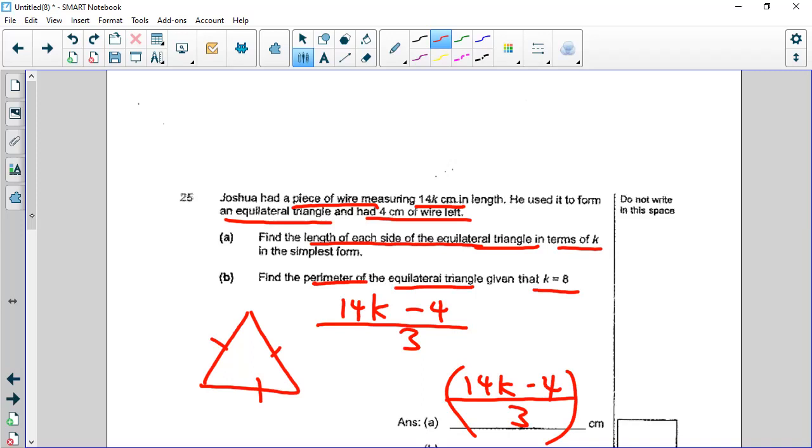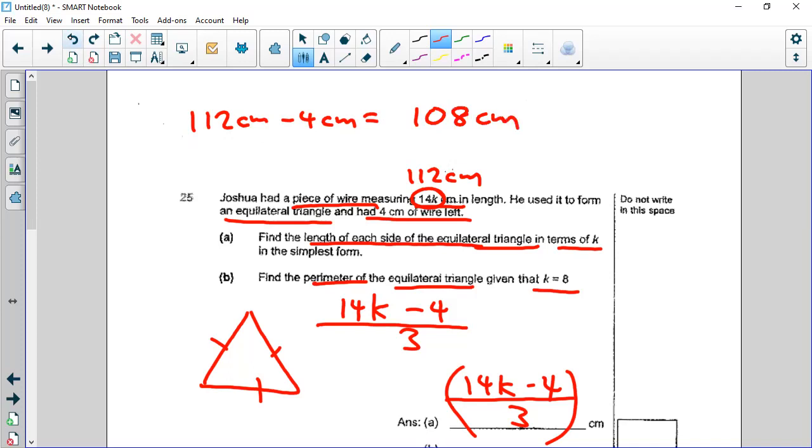What is the perimeter of the equilateral triangle given that k equals 8? If k equals 8, you can change 14k into 14 times 8. So 14 times 8, do your working, which is 112 cm. Then you take 112 cm and minus the leftover. Oh no, we are not dividing, sorry. So you just take 112 minus 4 to get the length of the wire used to make the whole triangle. 112 minus 4 is 108.